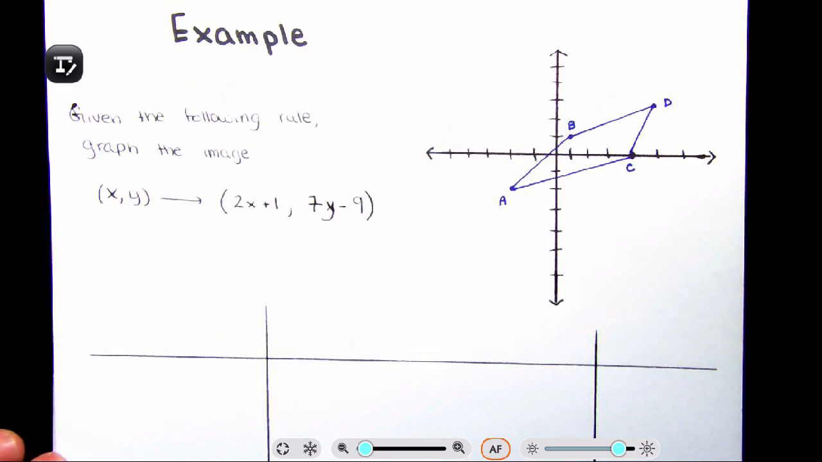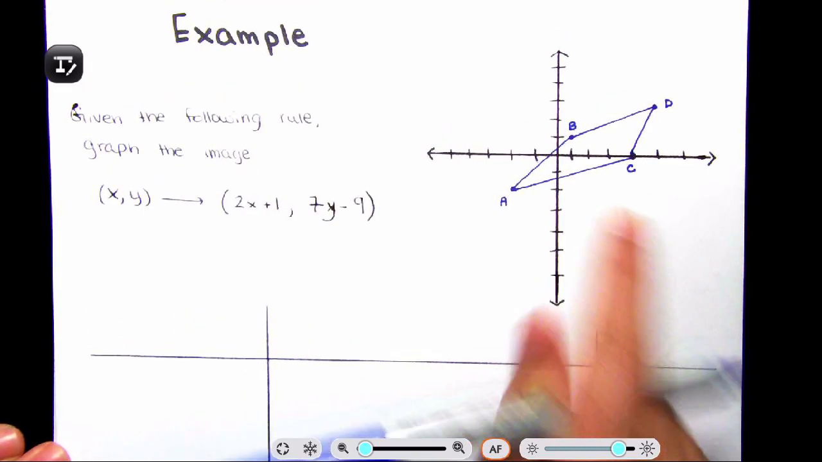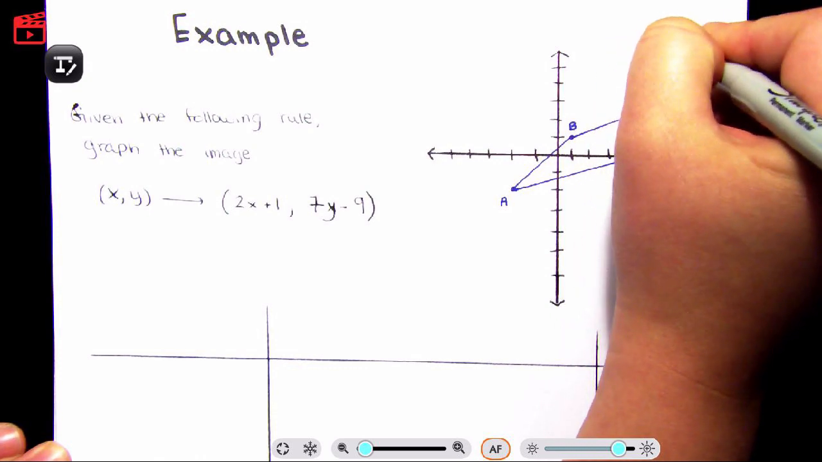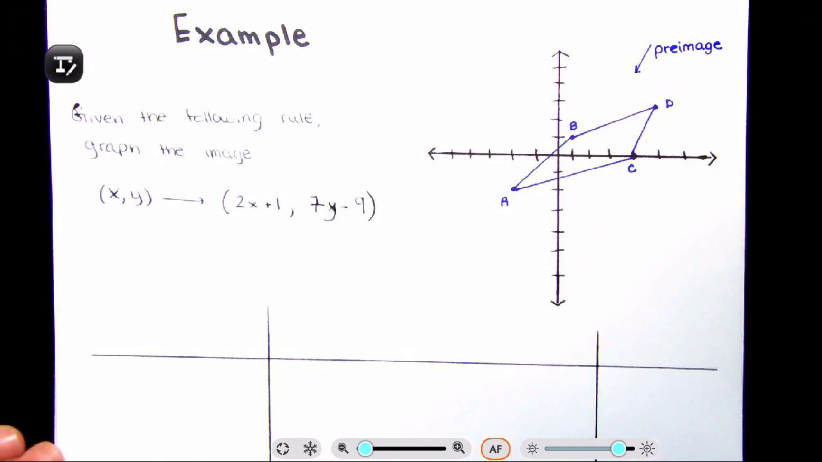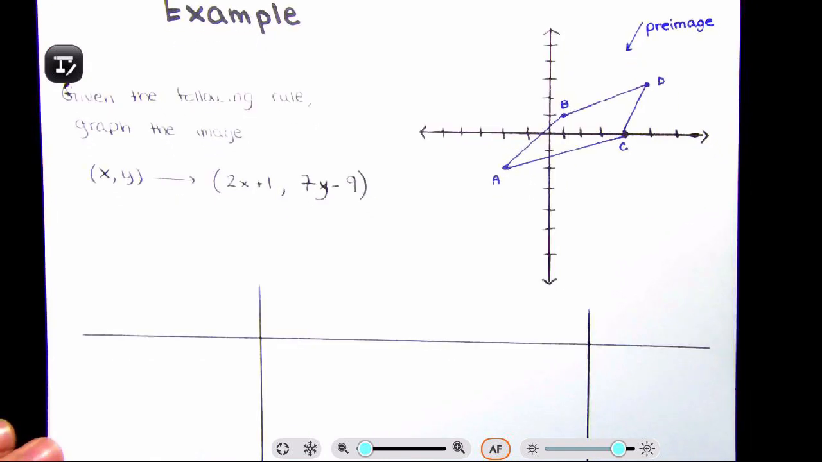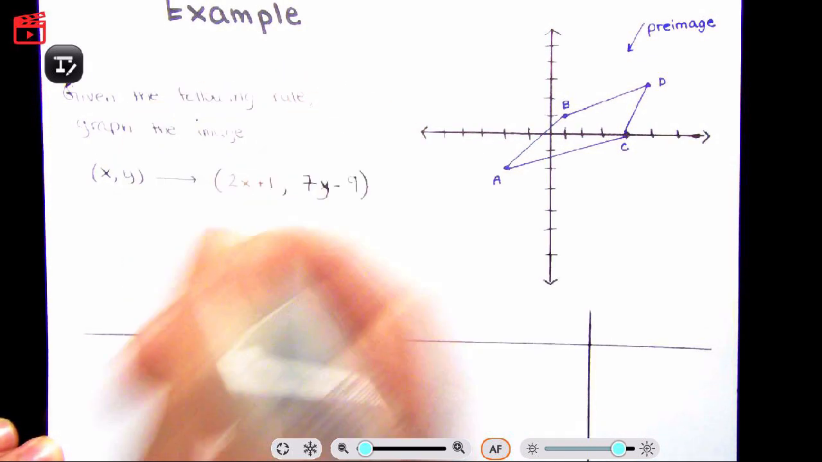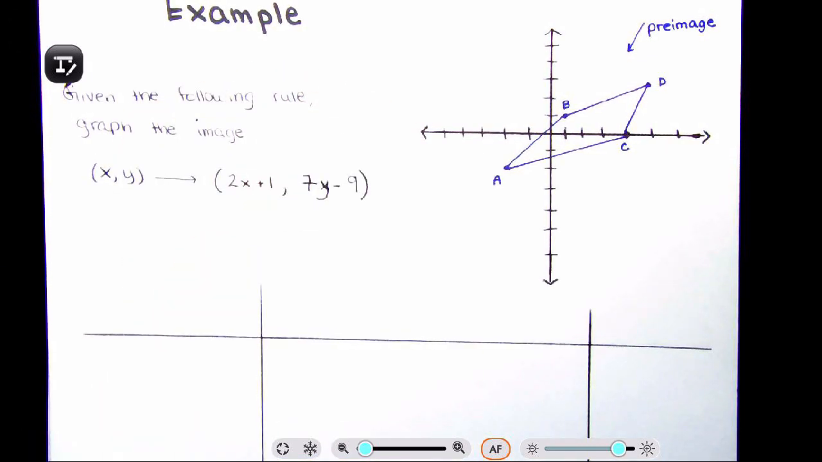So we're going to do one example real quick. Here is our pre-image. Again, pre-image is what your original started. Pre-image is before the change, before you applied the rule. So given the following rule, graph the image. So do you have a translation? Do you have a dilation? Or do you have a transformation?